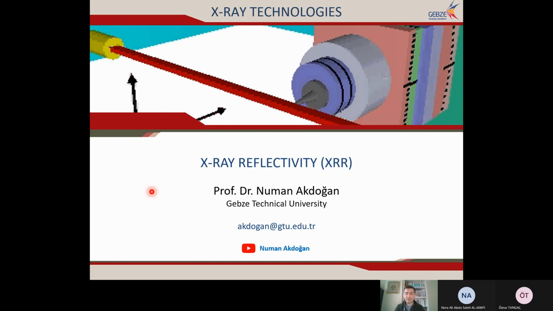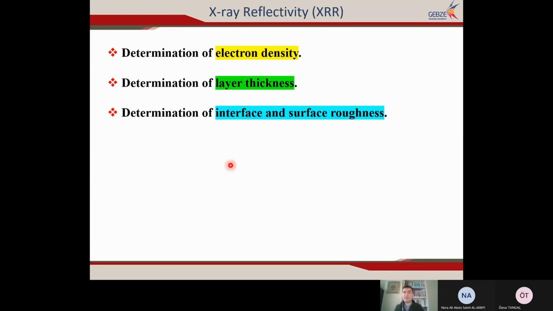So today we will learn the details of X-ray reflectivity, and we will have some real examples with real samples. So what is the aim? Why are we using X-ray reflectivity? We can determine the electron density of the thin films. We can determine the layer thicknesses of thin films. And we can also determine interface and surface roughness of the thin films.